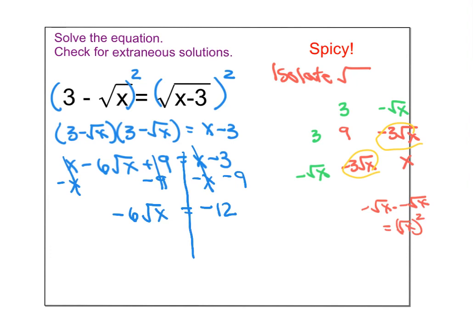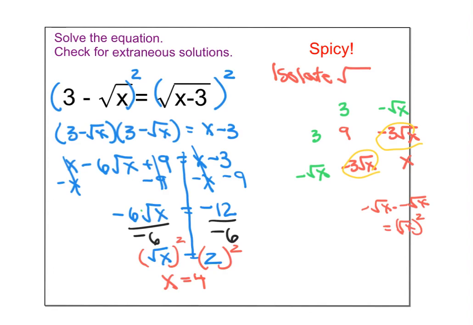All right, I'm almost there. This negative 6 is multiplying the root x, so I'm going to divide. So I have a root x equals a positive 2. So now the only thing left to do to get rid of that radical is to square both sides. So I'm left with an x equals 4.